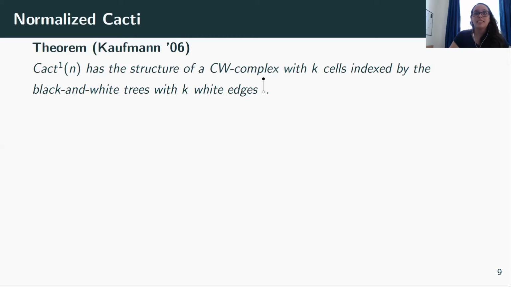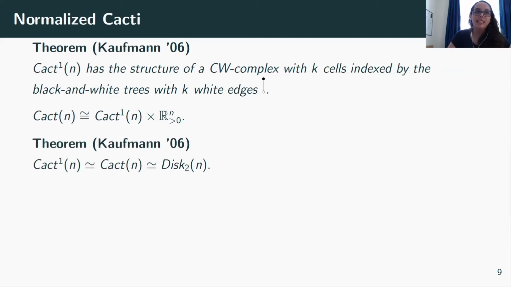So normalized cacti have a very simple CW decomposition, and non-normalized cacti are obtained just by allowing the lobes to have different lengths. So it's homeomorphic to normalized cacti with these extra parameters. So their topology is very easily described. Now, something nicer about this, which was proved by Kaufmann in 2006, is that they're homotopy equivalent to the little 2-disks operad with n inputs, the space of little disks with n inputs.